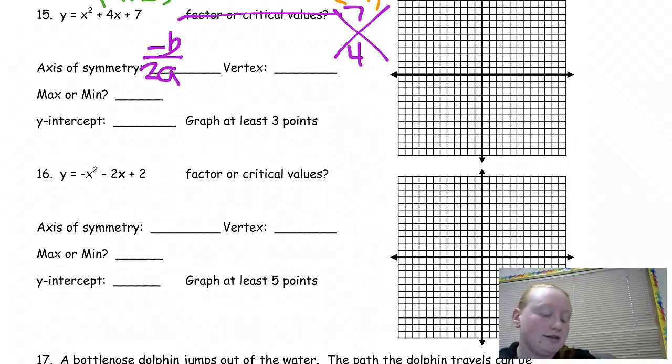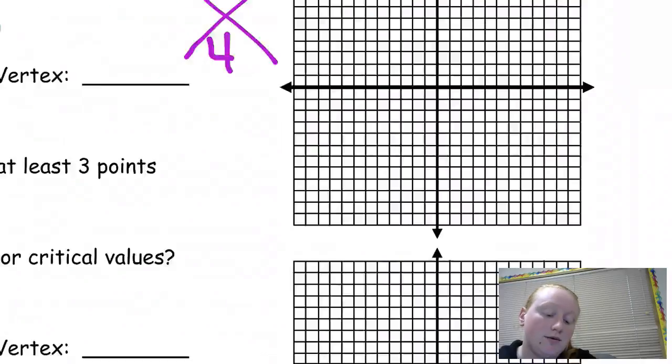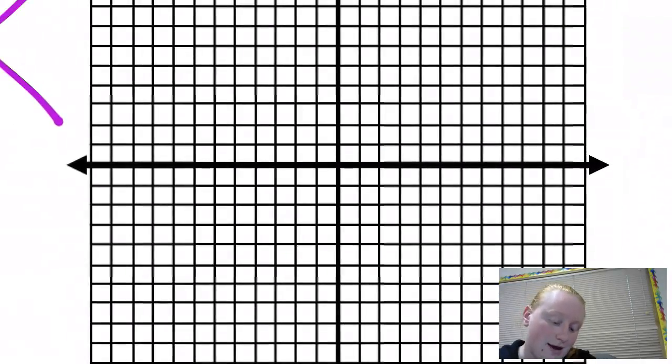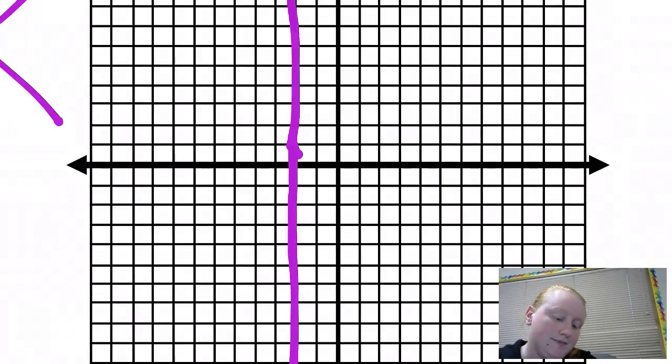This is going to give us negative 4 over 2, which is the same thing as negative 2, being the middle of our line. In my class, you're not going to get credit for this if it doesn't say x equals. Okay, so you have to make sure it says x equals. You want to put it on your graph at negative 2. So there's my line of symmetry.